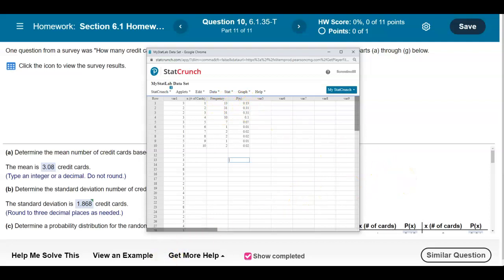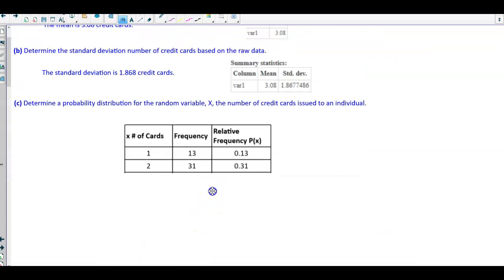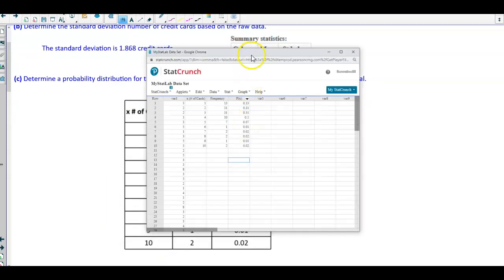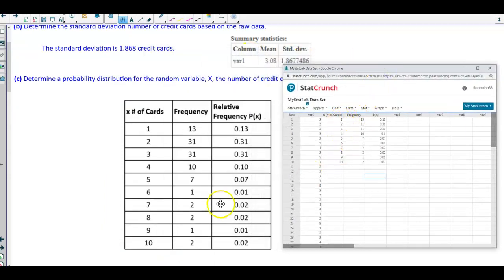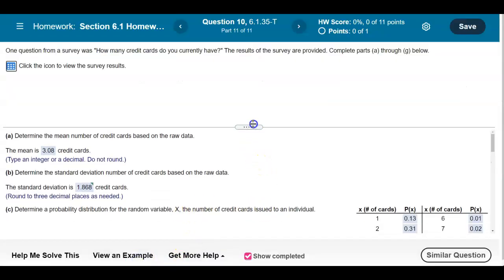So if we take a look here on our table, okay, there is our distribution here. We have our relative frequency, which is the probability, and let's go ahead and match that with our table here. So again, there's 1 through 10. There's our frequency, 13, 31, all the way to 2. And then there is our probability. So now let's go ahead and answer this in our question.